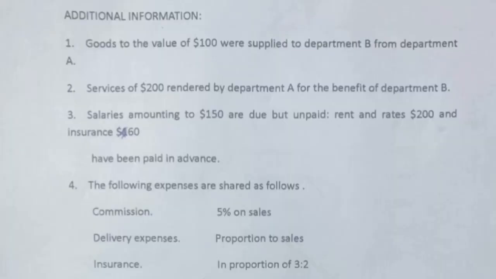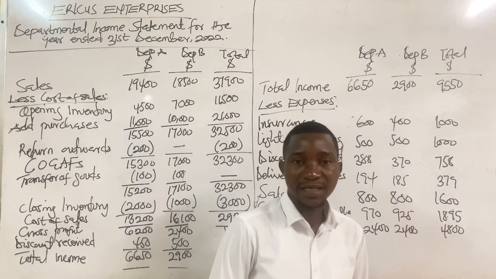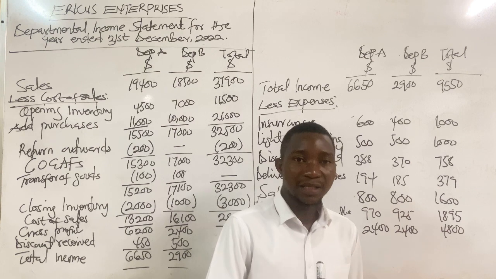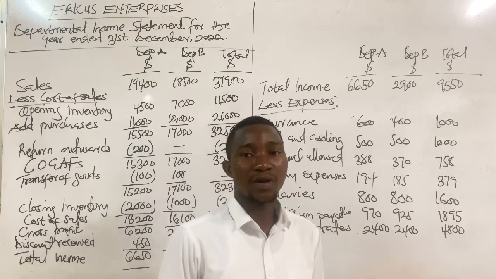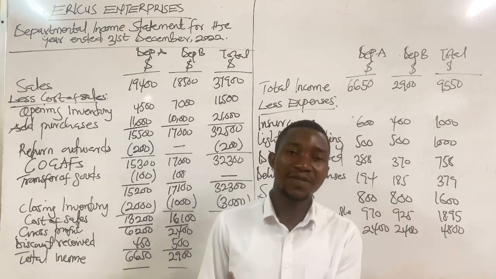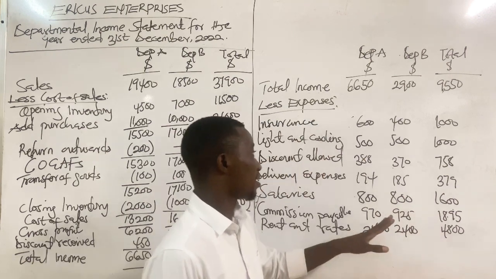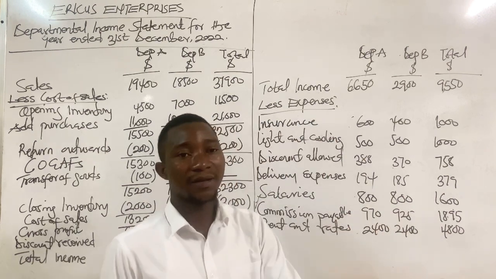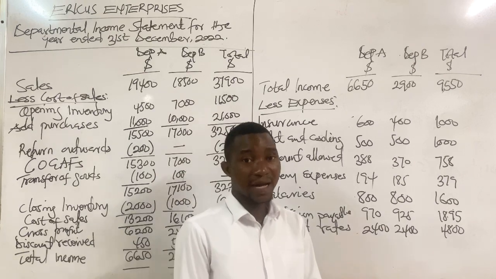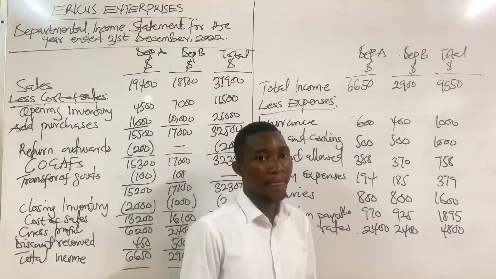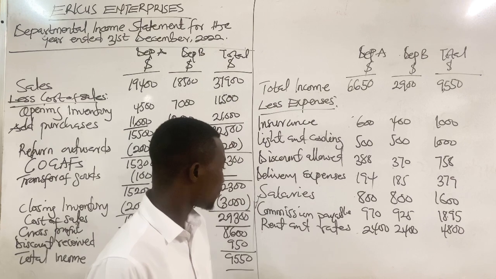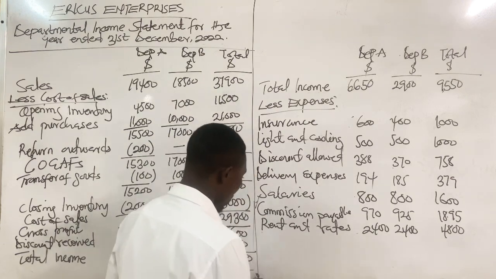So we are done with the expenses, but there is one thing we have to talk about. That is the additional information too. That services of $200 rendered by Department A for the benefit of Department B. Okay, this means that there is a service that costs $200 that's supposed to be rendered by Department B. But Department A has rather rendered such services. So to make the entry, this is how we do it.